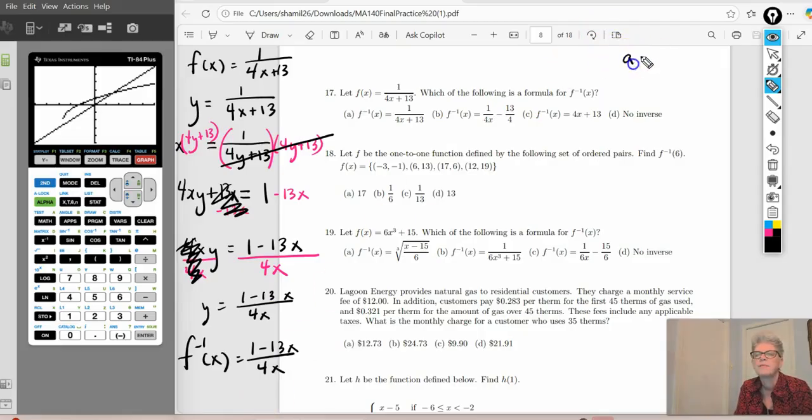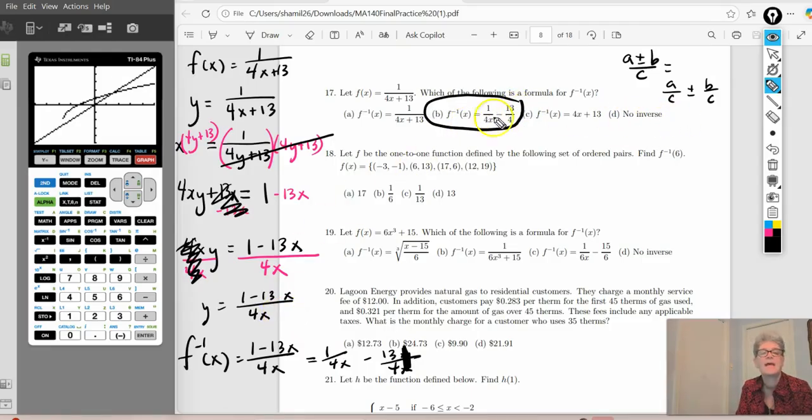Just remember, if you've got this, you can always split that up. So if I apply that to here, I'm going to have 1 over 4x minus 13x over 4x, and the x's cancel. So that is the formula for my inverse. Oh, and it does have an inverse. If you look at the graph of that, it definitely passes the horizontal line test. Okay. Now, is that the only way you could have done it?